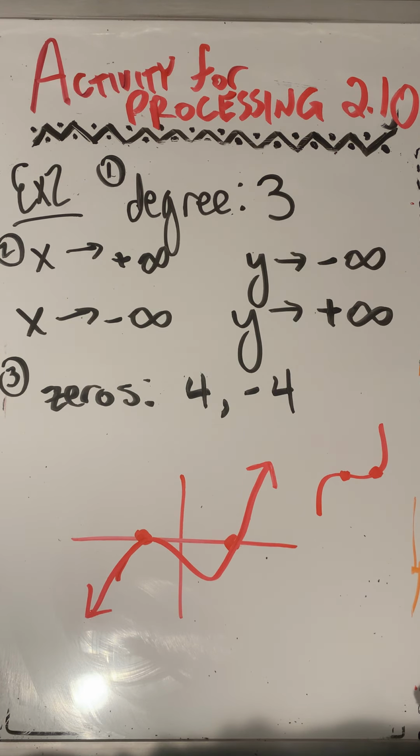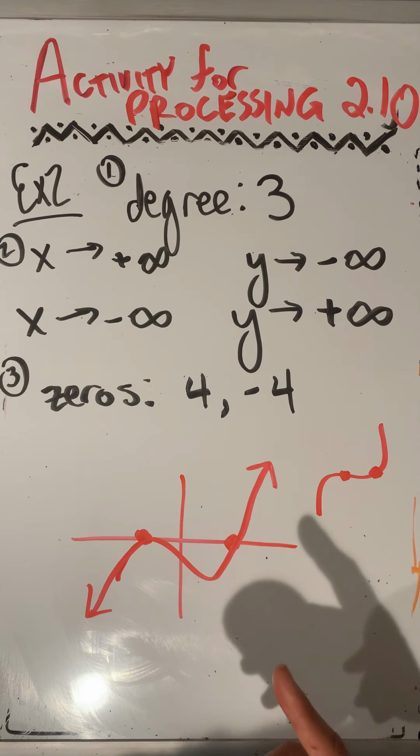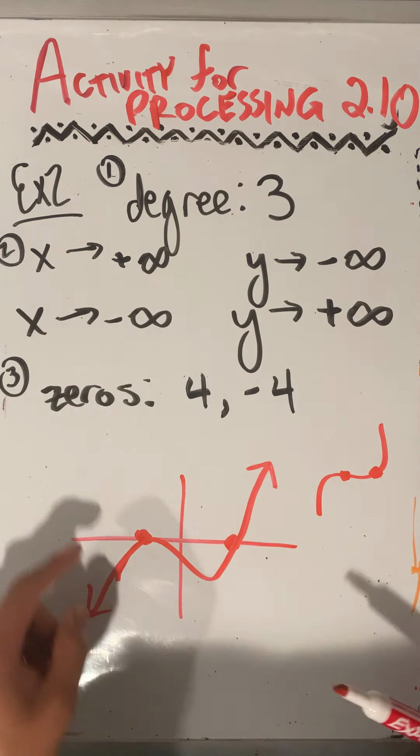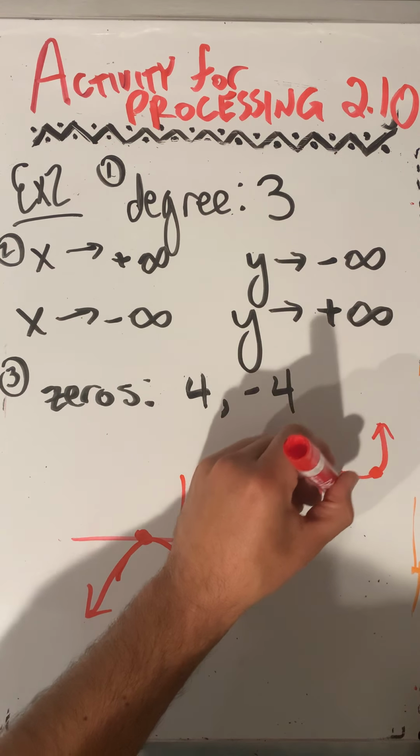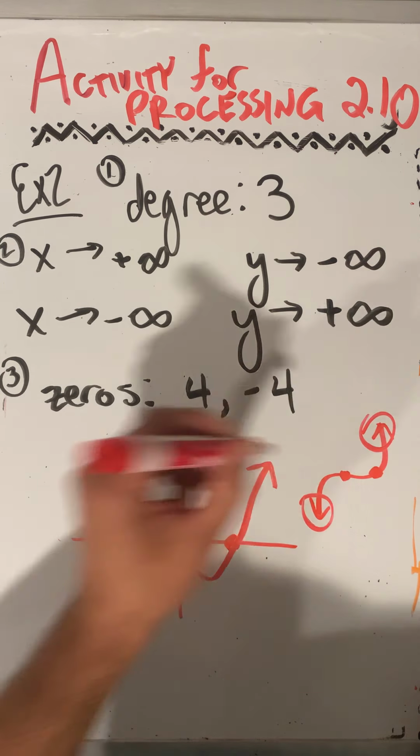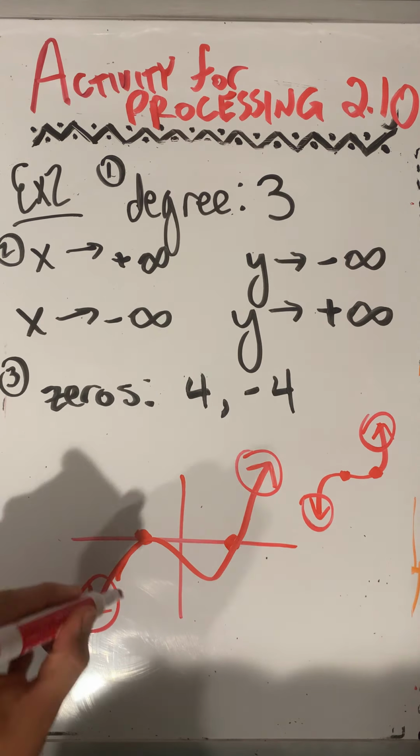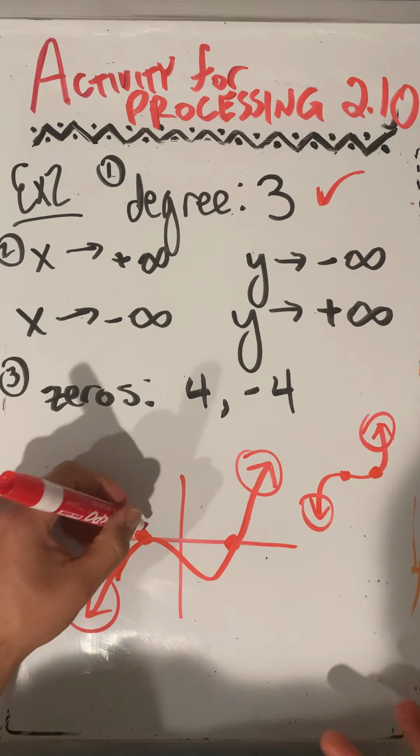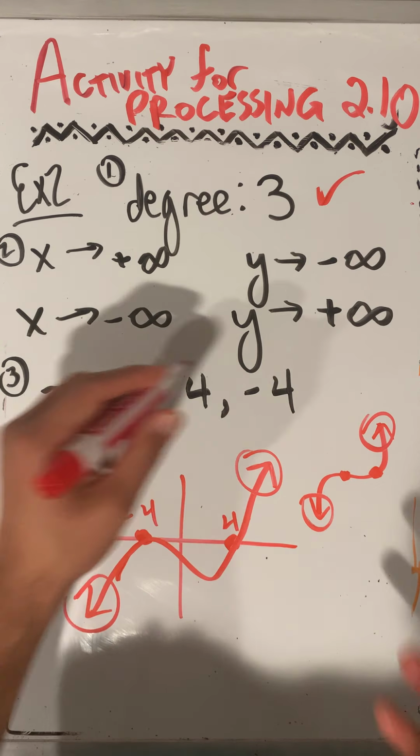That works. I'm not breaking any rules that were described up here. Watch. It's degree 3 because it is cubic. Good. This is good. That's checked. -4, +4. That's checked. That works.